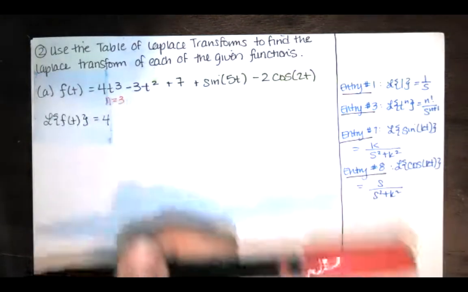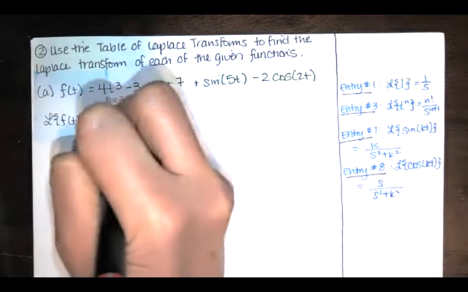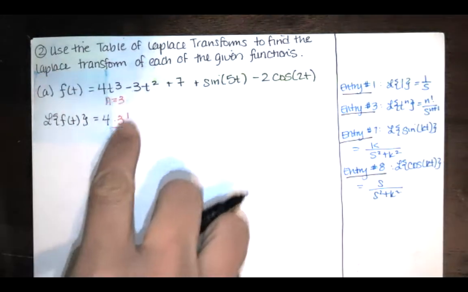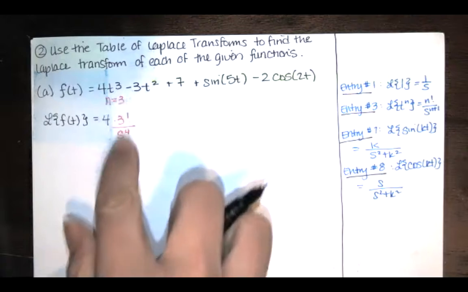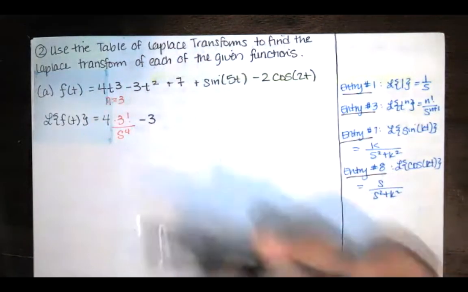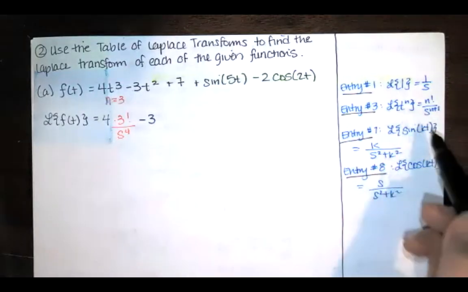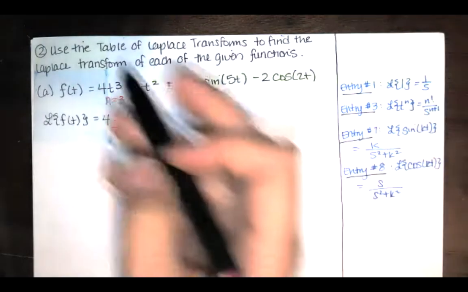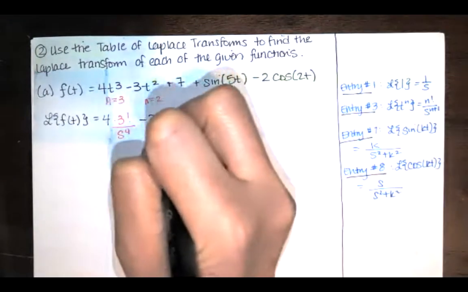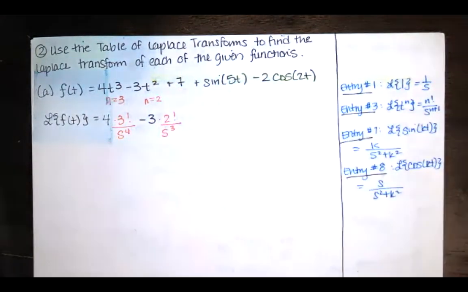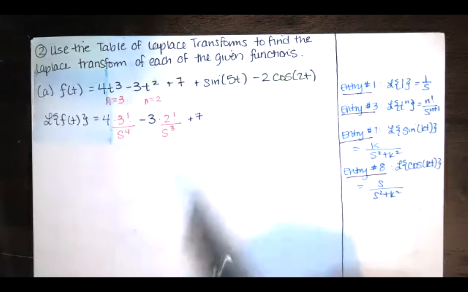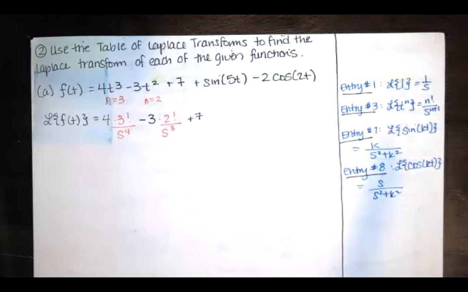If n is equal to 3, what we get is 3 factorial over s to the 3 plus 1, and 3 plus 1 is 4. So we have that 4 times the Laplace transform of t to the third, which is this. Then we bring the negative 3 down, and we match the pattern again. We've got t squared, and that means our n is going to be equal to 2. According to this rule, we get 2 factorial over s to the 2 plus 1. 2 plus 1 is, of course, 3. Bring your 7 down. It's going to be 7 times the Laplace transform of 1, which is 1 over s.